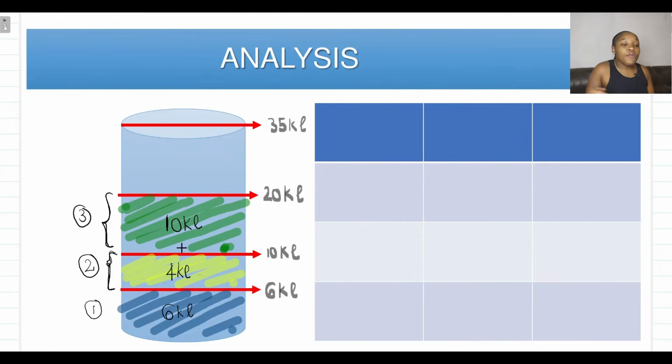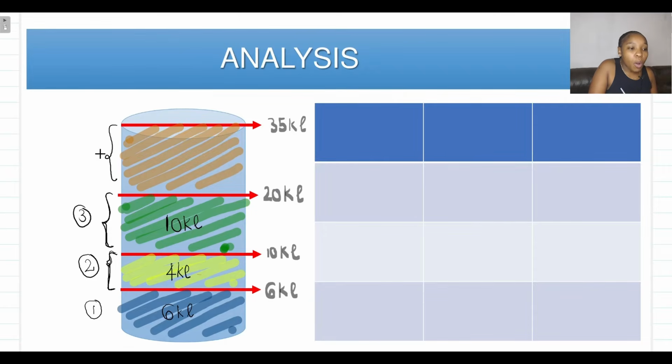And lastly, if we continue to pour water into our JoJo tank, and this water goes up until that 35 kiloliter mark, how much water did we actually pour in that fourth region? We've actually poured 15 kiloliters of water to get to that 35 kiloliters of water.